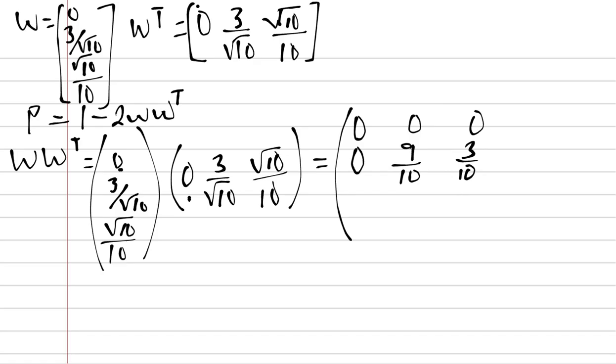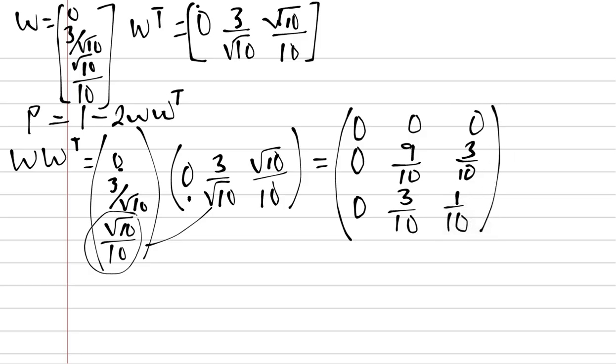Now we are done with the second row. Now the third row: root 10 over 10 multiplied by 0 will also give us 0. Root 10 over 10 multiplied by 3 over root 10 will also give us 3 over 10. Are you seeing that? So you should be doing yours too. That will give you 3 over 10, and then this one multiplied by this will give us 1 over 10. Are you seeing that now? So this is our w w transpose.